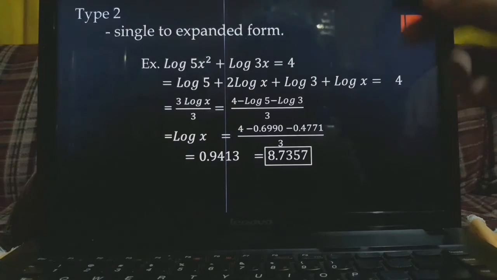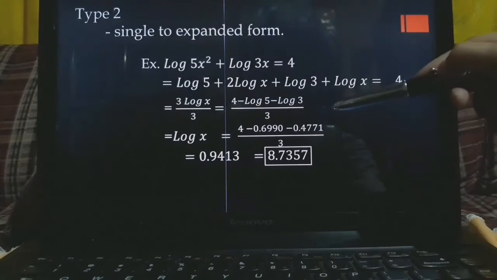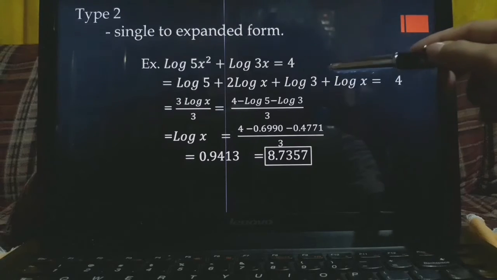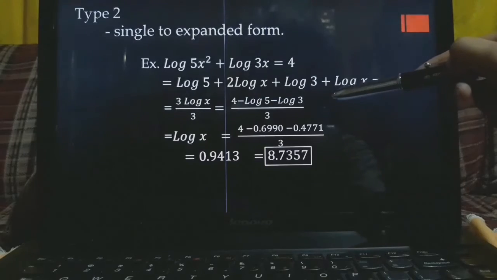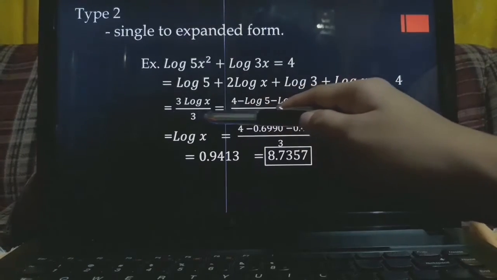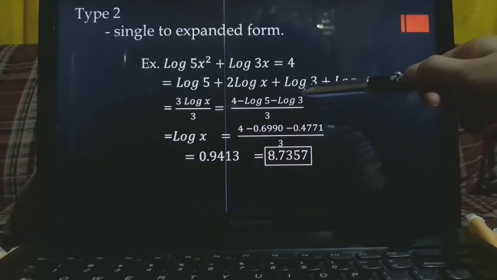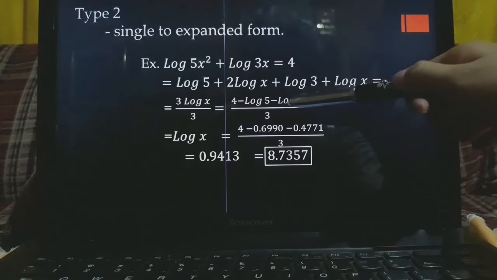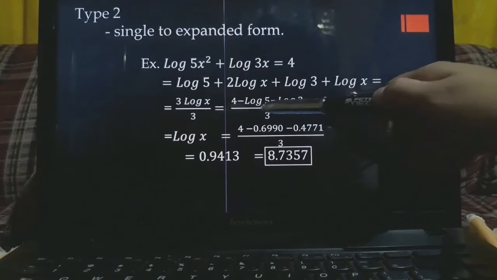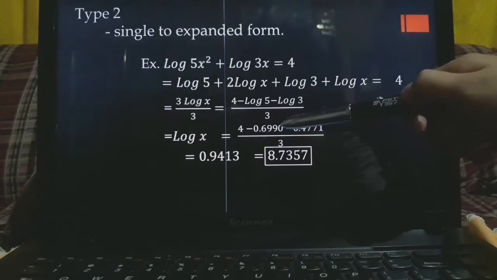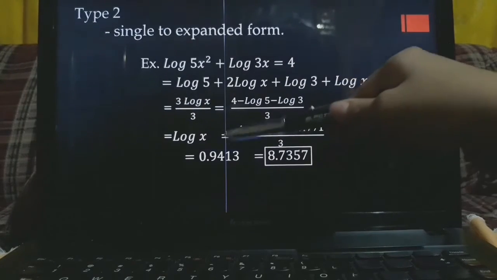And then combine those who have the same variable, like 2 log of x and then log of x. It is automatically that there's a 1 here, so 2 plus 1 is 3. Log of x is equal to 4. Transpose the log of 5 and log of 3. So when you transpose, the sign will be changed. So it will become 4 minus log of 5 minus log of 3 divided by 3. So it will be cancelled. Log of x is equal to 4.